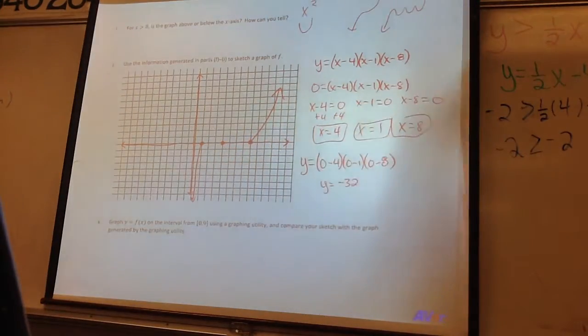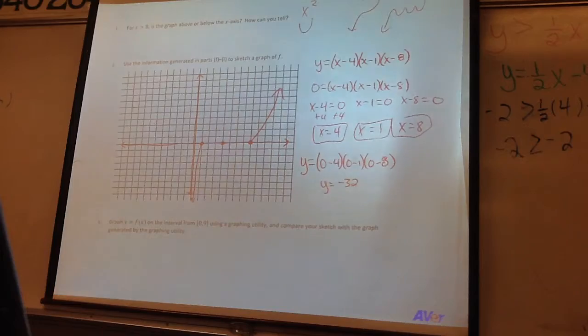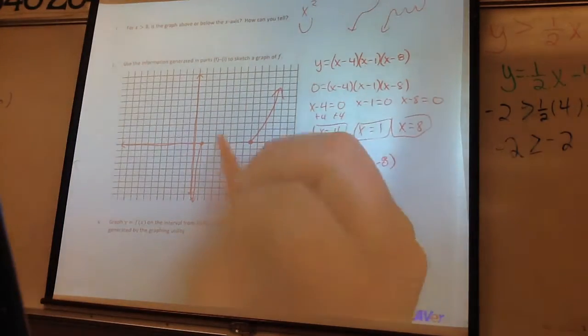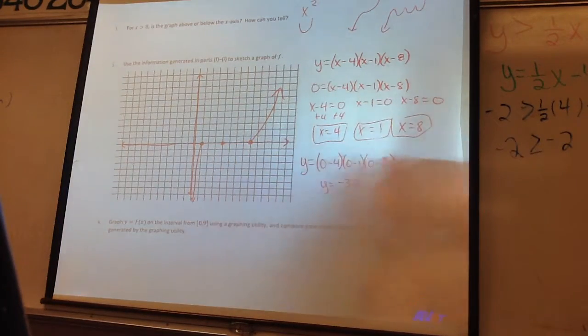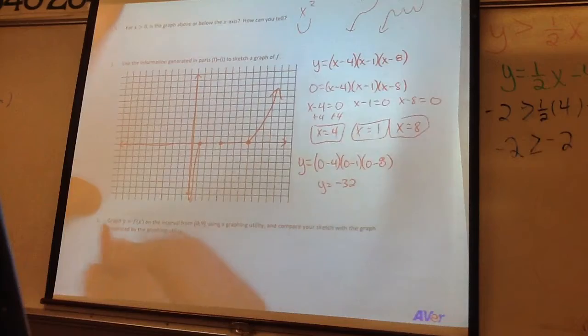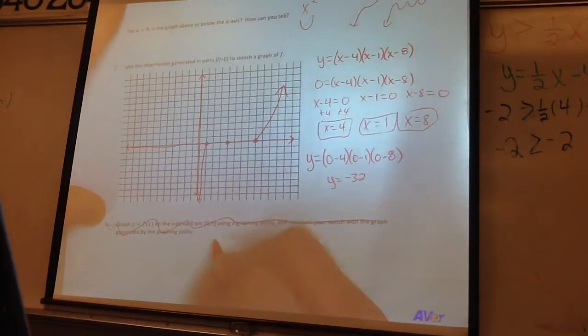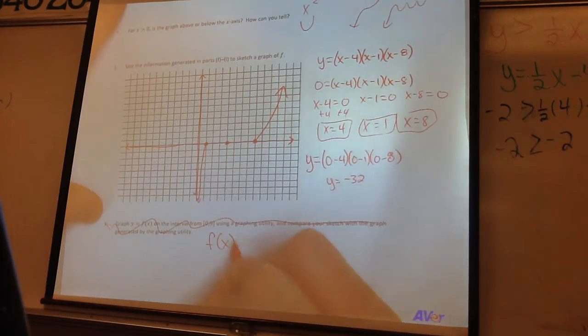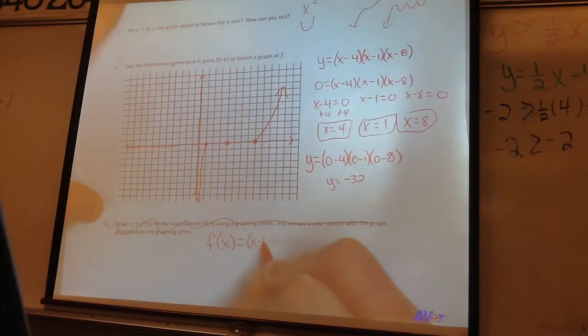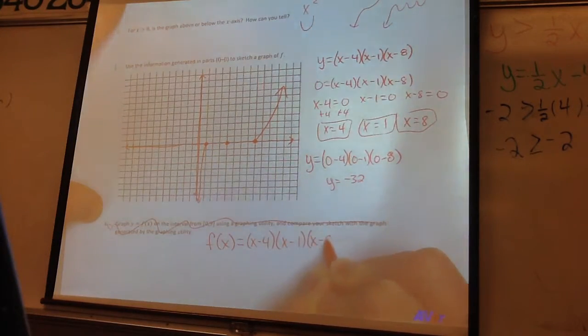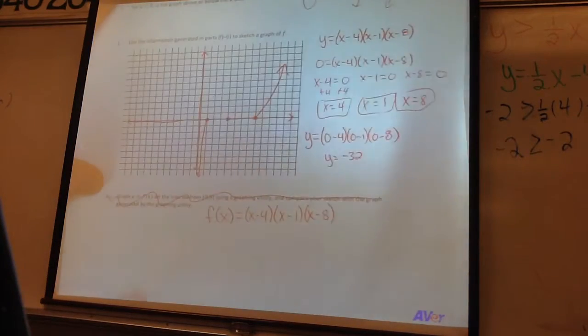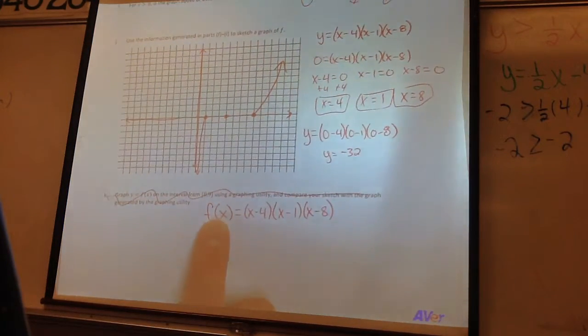But the book tells you a different way to do it. They say, check the sign between 1 and 4. So the way you would do that, you have this thing. Have you ever seen this notation? Hopefully you saw that in Algebra 1. Hopefully you know that's just like a y. It just means f is a function.